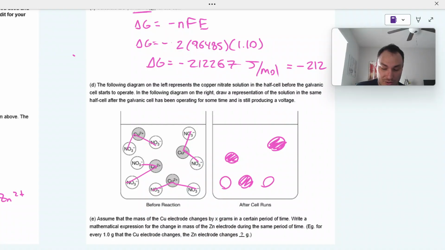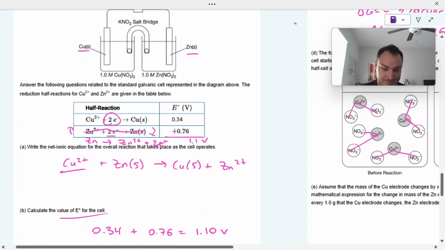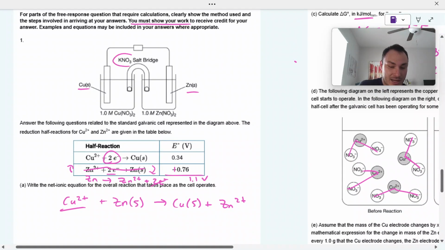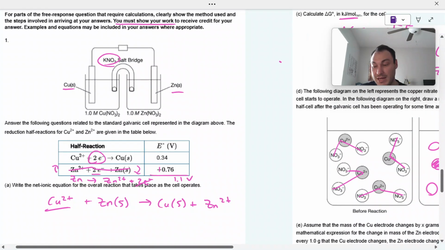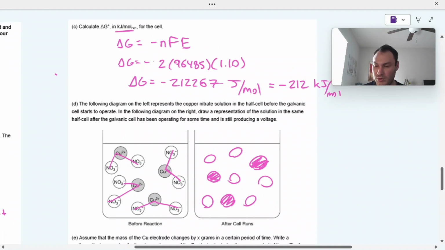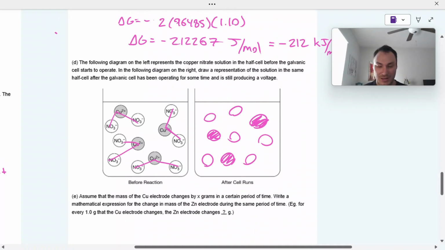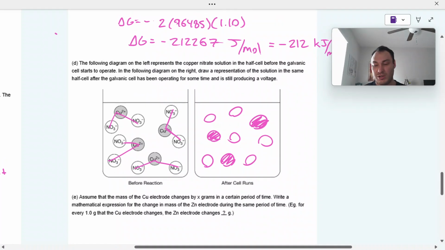We're going to draw 6 nitrate ions. You can also draw some, what is the salt bridge soaked in? Does it say? Oh yeah, it says KNO3. So you can also draw some Ks in there, but just make sure it's charge balanced. I don't know if this was a 2-pointer. I don't have my answer key with me. But maybe this was a 2-pointer and you got 1 point for drawing less coppers, 1 point for making it charge balanced as well.